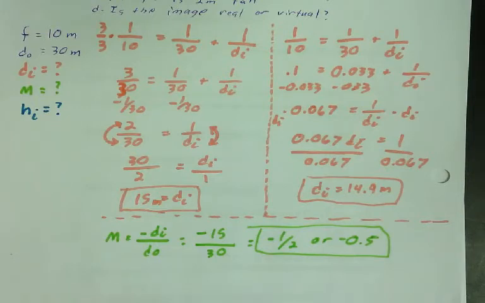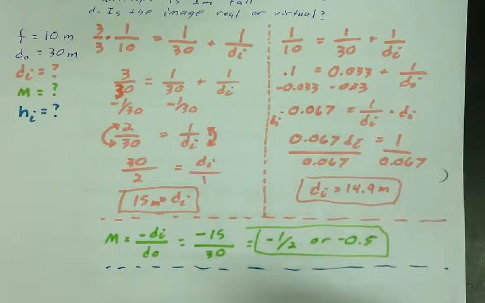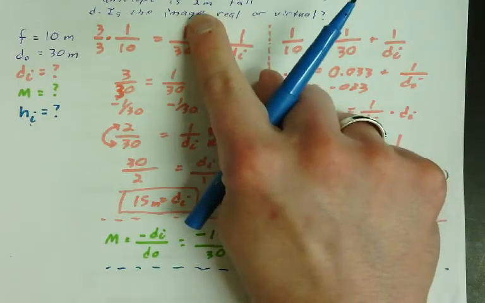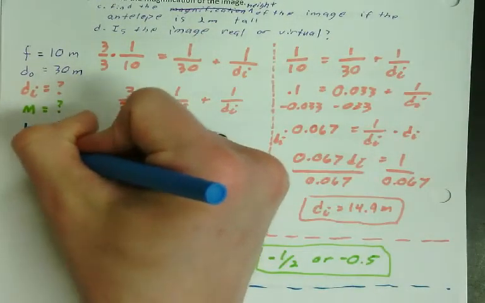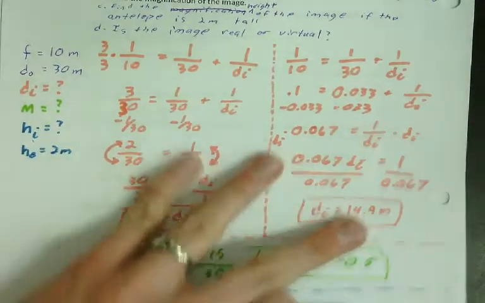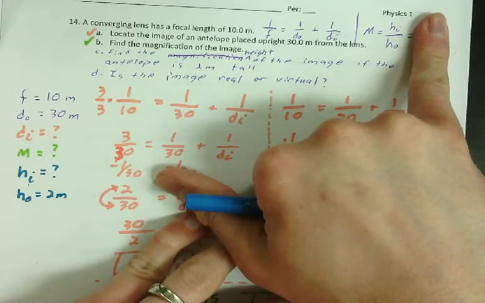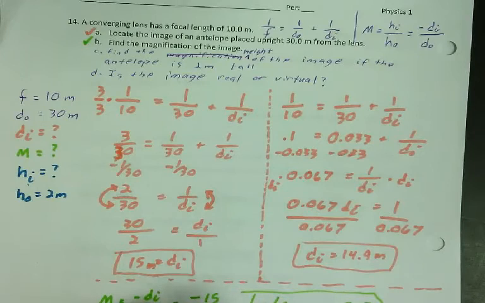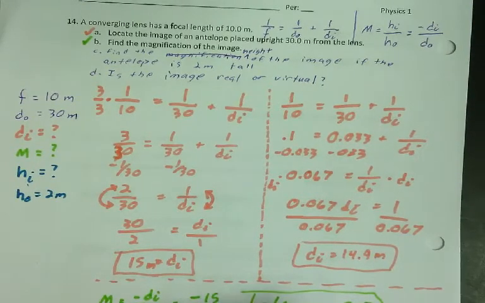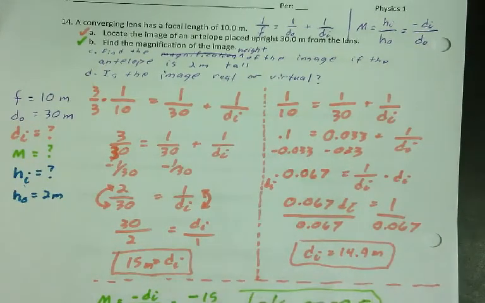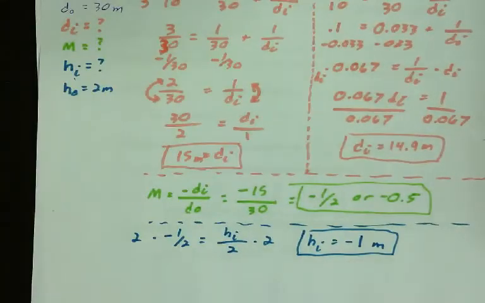Okay? So we're trying to find the height of the image, but it says that the object, the antelope, is 2 meters tall. So that tells me that HO equals 2 meters. There's only one equation that's got height in it, and that's this one. So I just use the DIDO, so I can ignore them now. And I just use M equals HI over HO. So M is -1/2 equals HI over HO, which is 2. Multiply both sides by 2. HI equals -1. That's it.